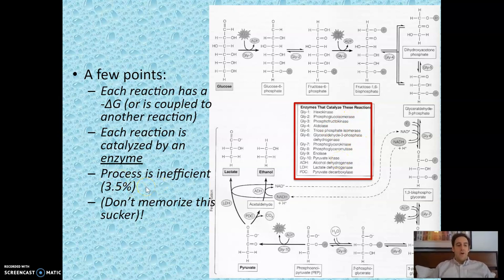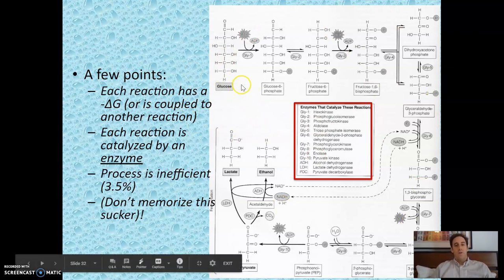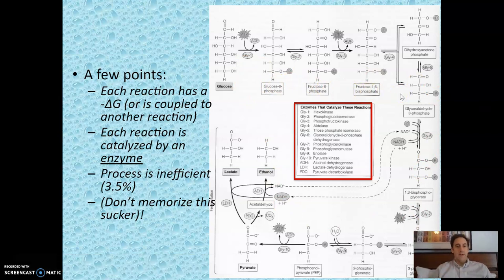Next, the process is inefficient. Only about 3.5% of the energy originally in glucose is actually harvested as ATP. So this is not the most efficient process in the entire world. Not to worry, we will do better before the end of this unit. And then don't memorize this. The AP test will not require you to have this memorized, but you do need to understand the concepts. If you're shown a segment of this, you need to be able to understand what's happening in that segment, but you will never be asked to just recreate this diagram from scratch or to memorize the order of these molecules or anything like that. So don't panic about that.